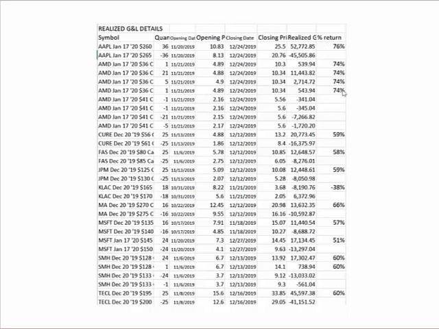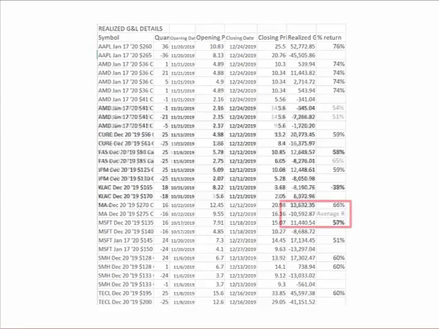AMD had a 74% return. I had a FAS spread that had a 58% return. CURE, which is the leveraged healthcare ETF, 59% return. So the only losing trade was the KLAC, and I closed that out at a 38% loss. All the other trades were winning trades.